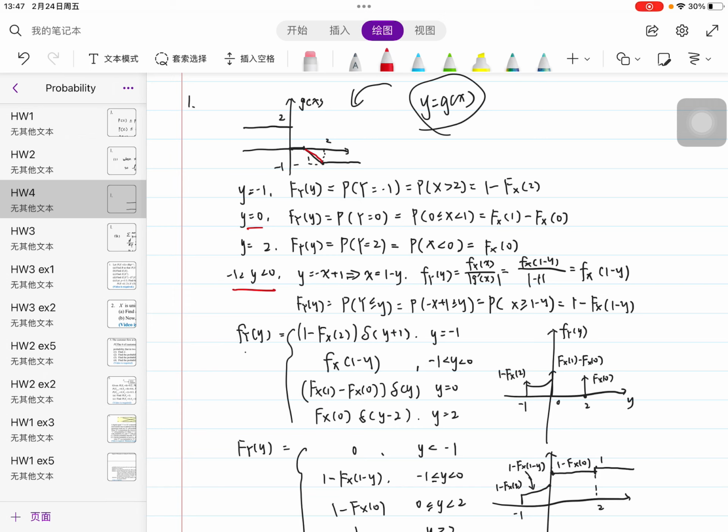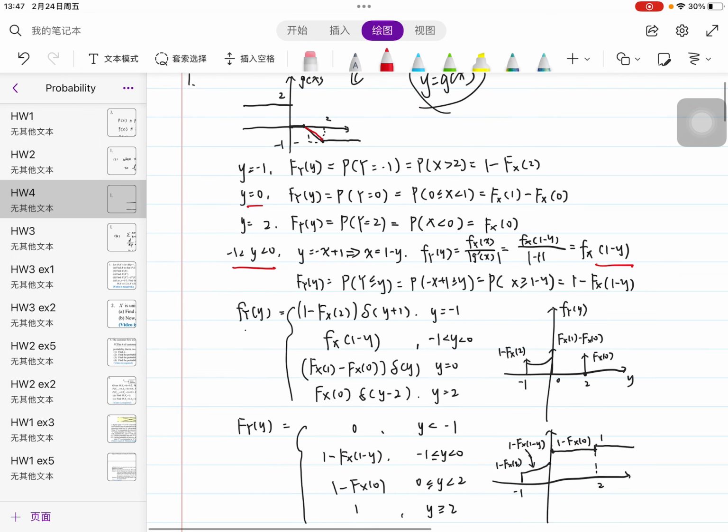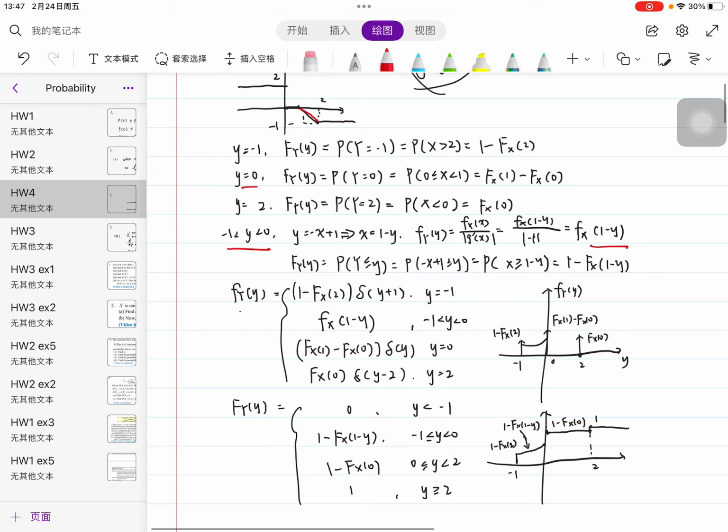So that equals f_X(1 minus Y) here. Based on that, we calculate the root equals 1 minus Y, and we replace X here. So we can express the distribution function of Y by the probability that X is larger or equal than 1 minus Y. Based on the definition, it is 1 minus F_X(1 minus Y).